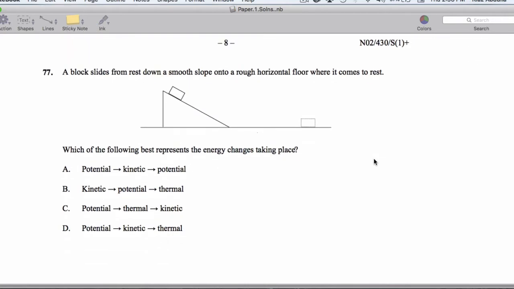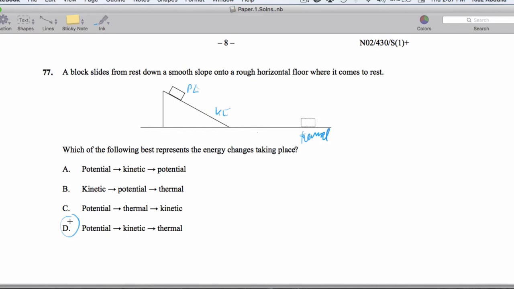77. We slide from a smooth slope onto a rough horizontal surface where we come to rest. So all this PE here is becoming kinetic energy here, and then finally it becomes thermal energy right here. So potential to kinetic to thermal, choice D.